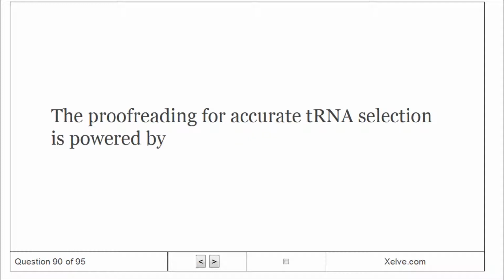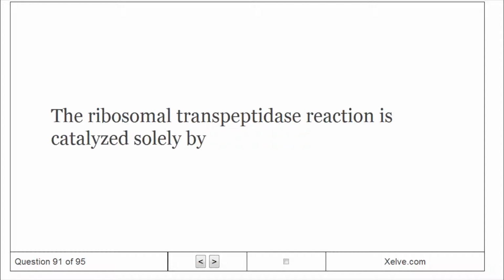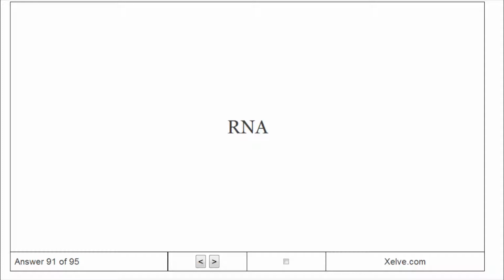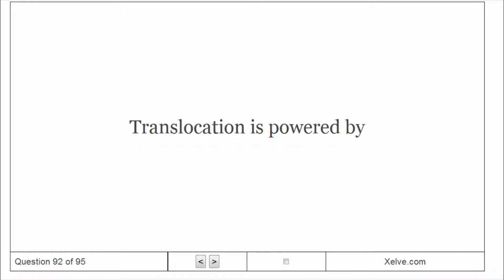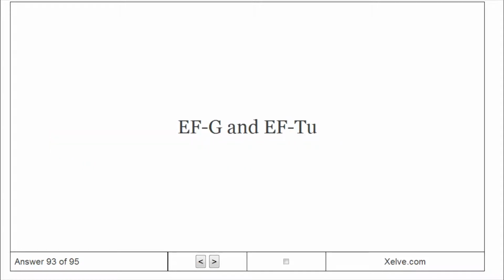The proofreading for accurate tRNA selection is powered by GTP hydrolysis. The ribosomal transpeptidase reaction is catalyzed solely by RNA. Translocation is powered by EF-G and GTP hydrolysis. Because the binding sites for these two proteins on the ribosome overlap, their binding is mutually exclusive: EF-G and EF-Tu.